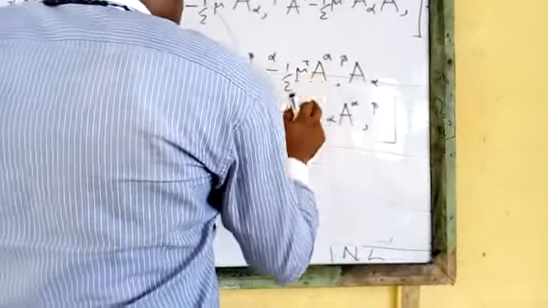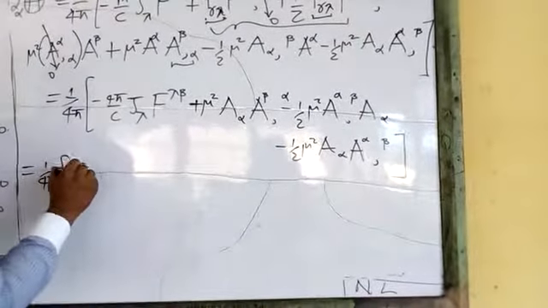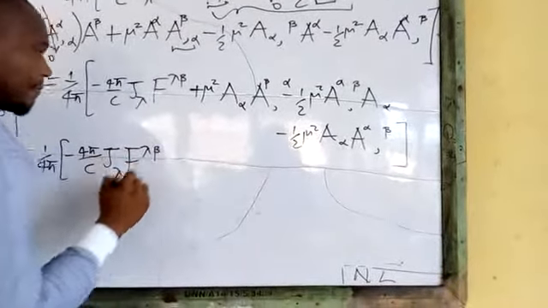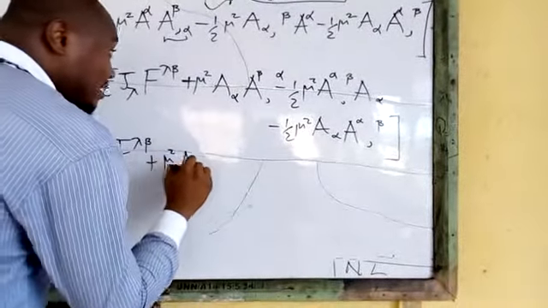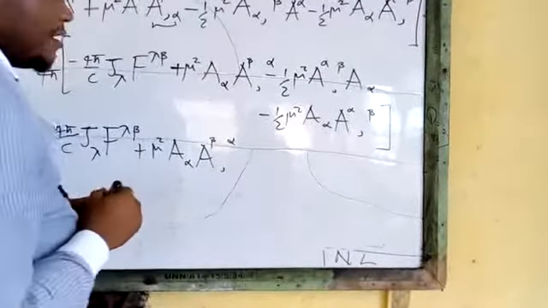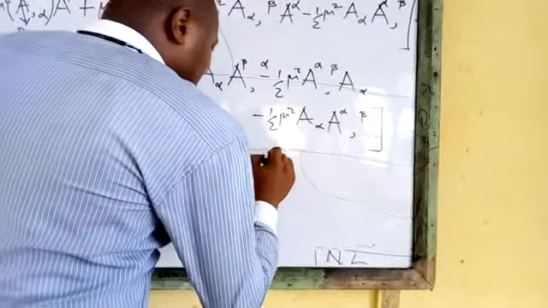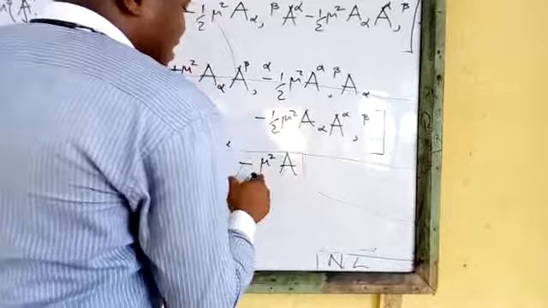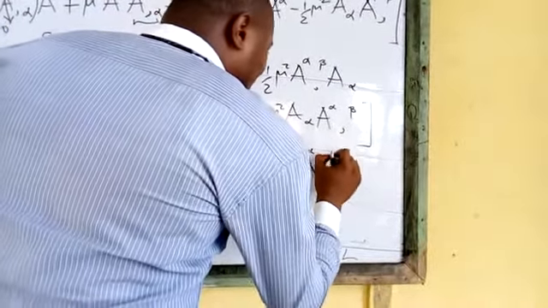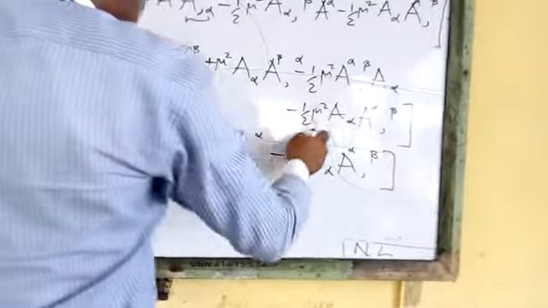Now, if I combine this and this, of course, this will give me 1 over 4 pi, minus 4 pi all over c j lambda f lambda beta. And this will be plus mu squared a sub alpha, A here, this will be beta comma alpha. Now, if I combine these two, which are the same, I will simply be doing, and we're dispensing the half there, this will become just minus mu squared a sub alpha, a but then alpha comma beta, since the two are the same.